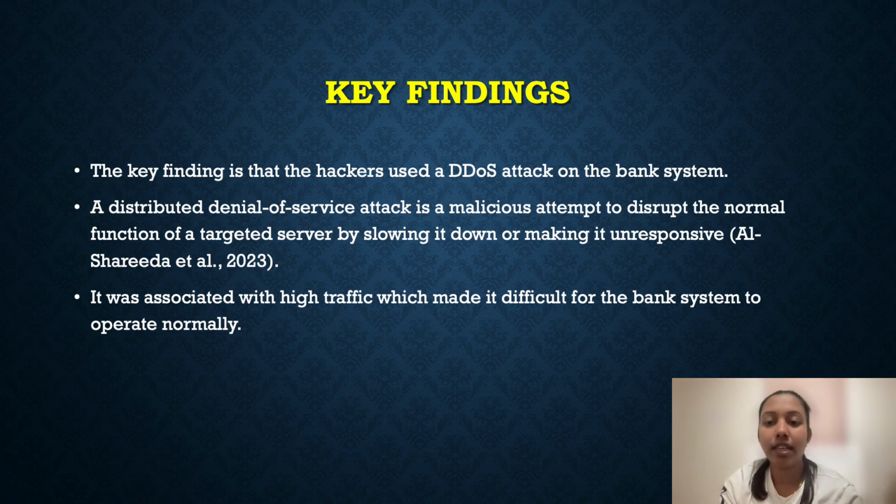Key findings. The key finding is that the hackers used a DDoS attack on the bank system. A distributed denial of service attack is a malicious attempt to disrupt the normal function of a targeted server by slowing it down or making it unresponsive. This is exactly what happened to the bank system in the case study.